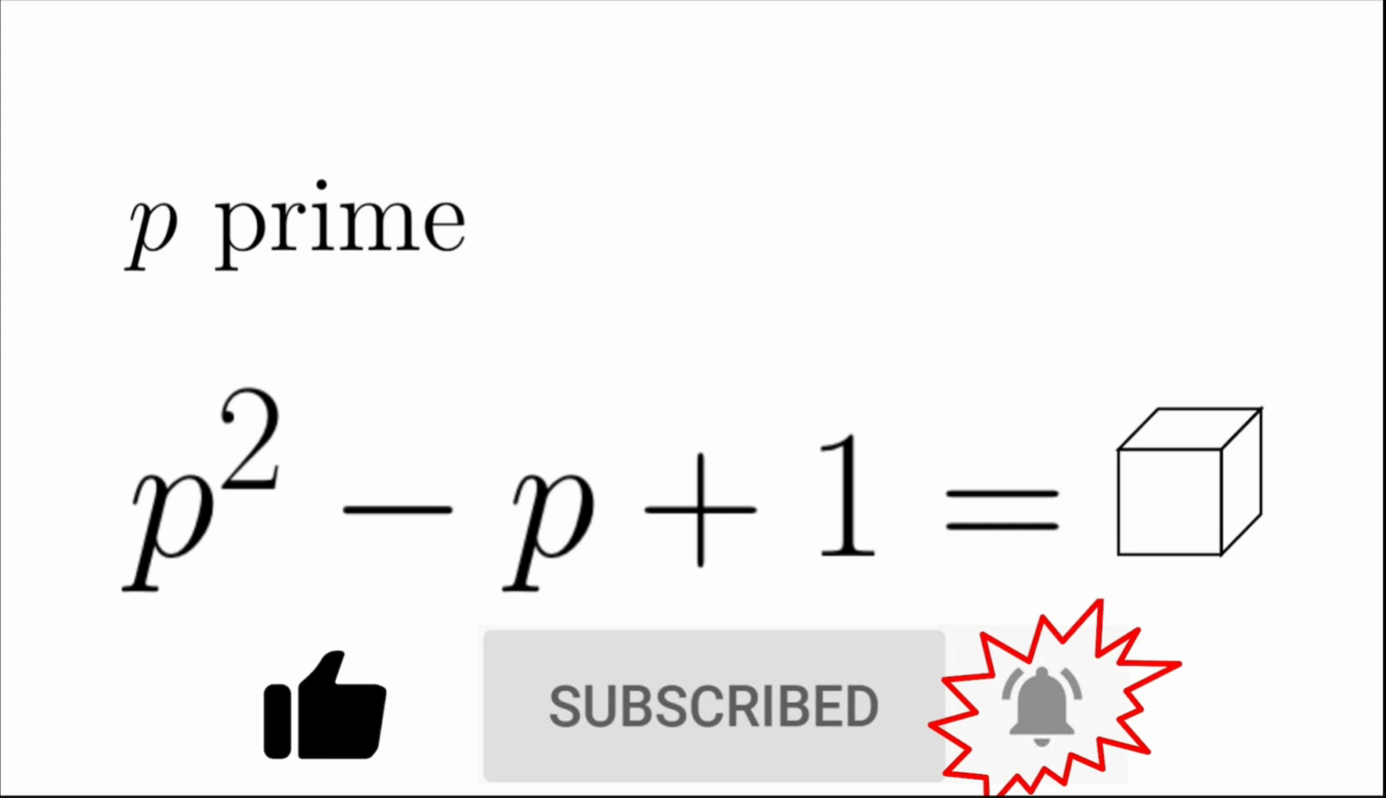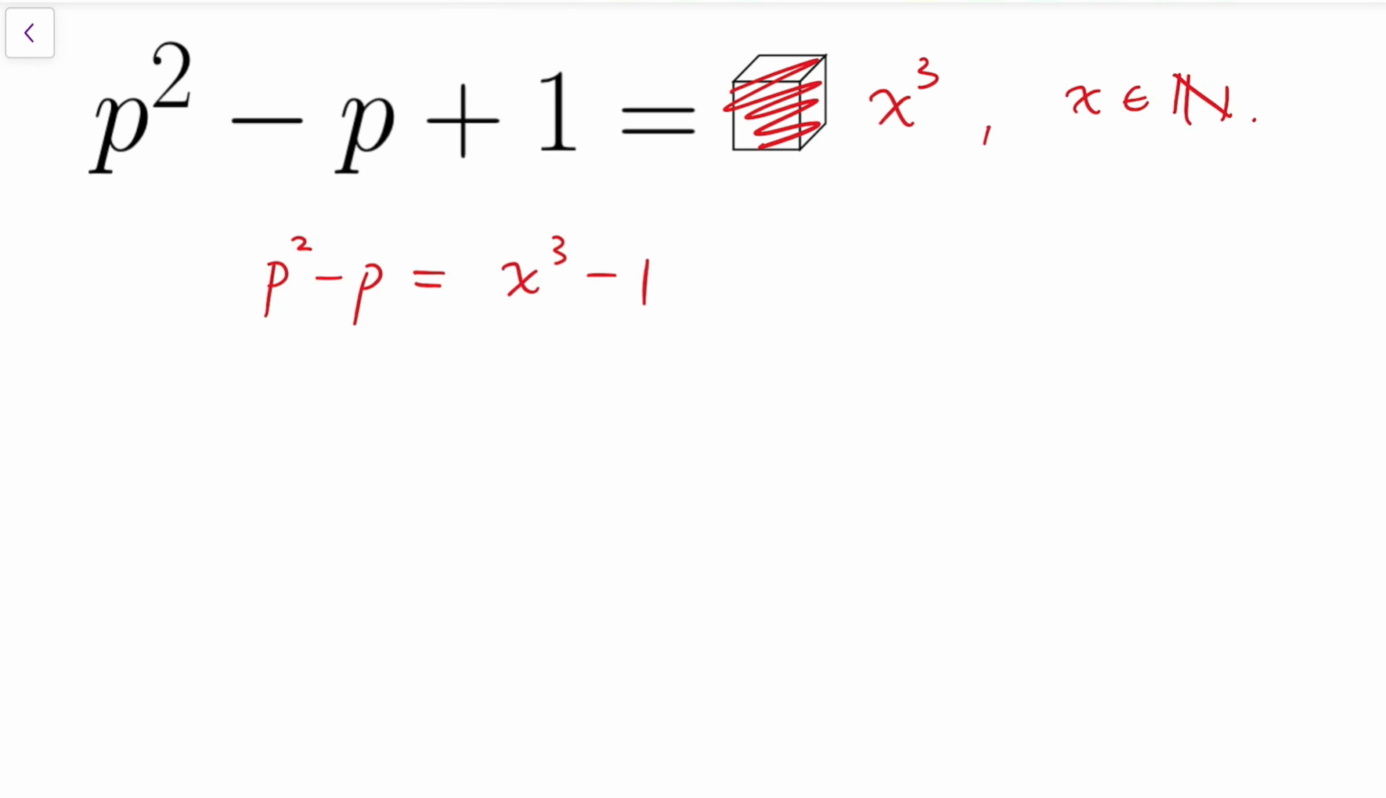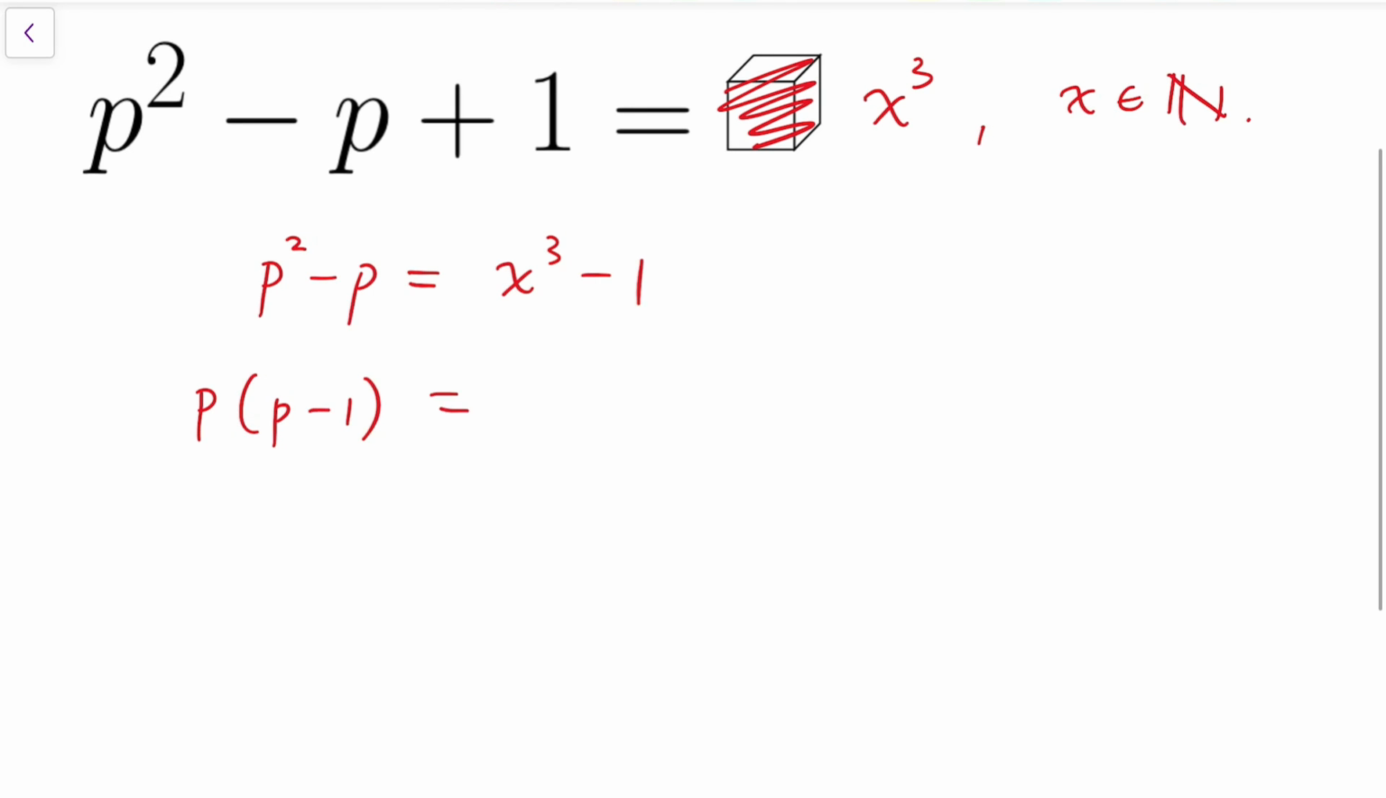So assuming that such a prime p really exists, then we can try to solve p squared minus p plus 1 equals x cubed, where x is some positive integer. Then p squared minus p equals x cubed minus 1, and I can factorize both sides.